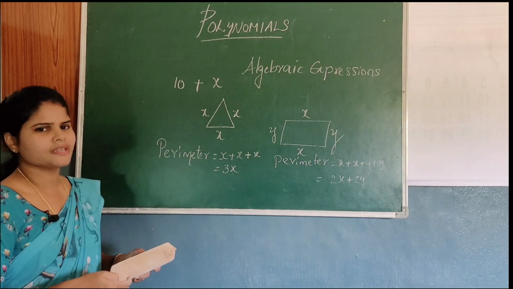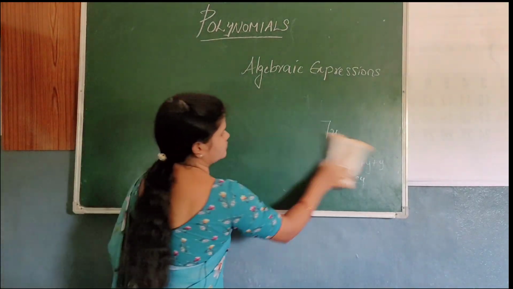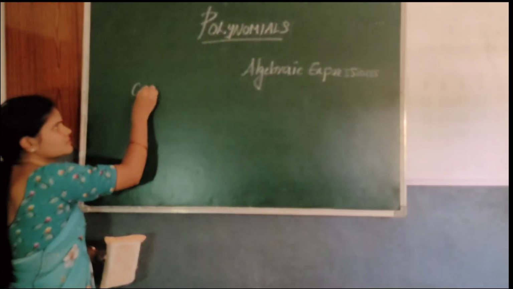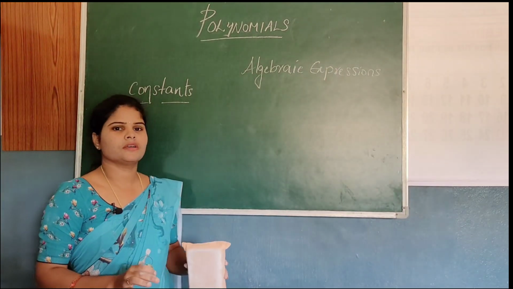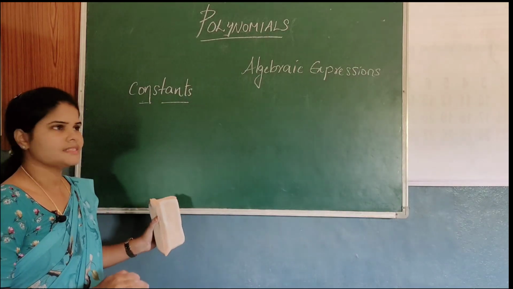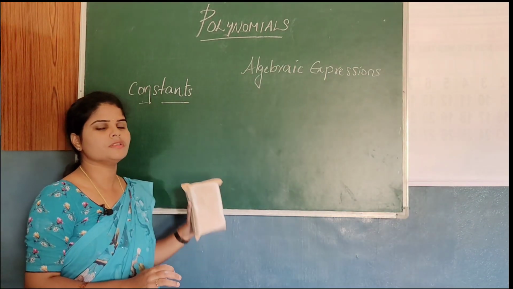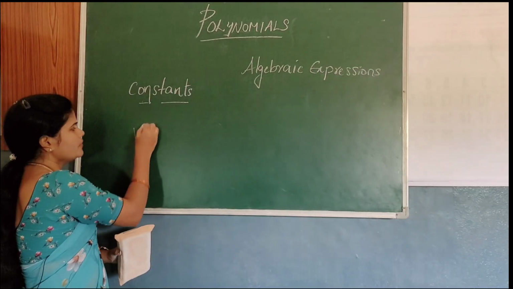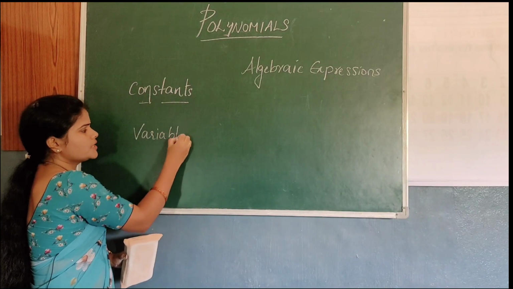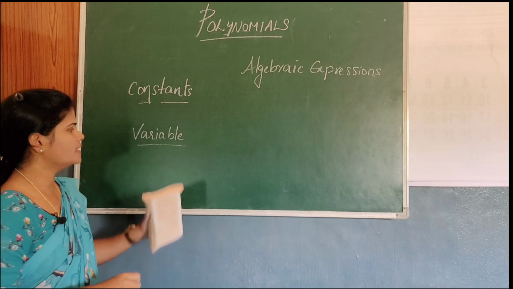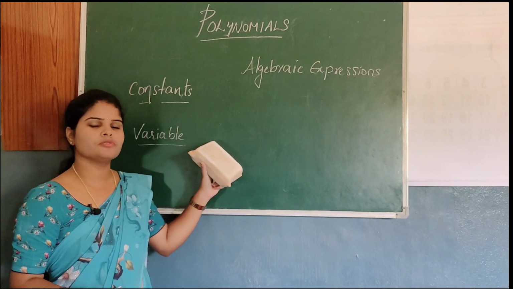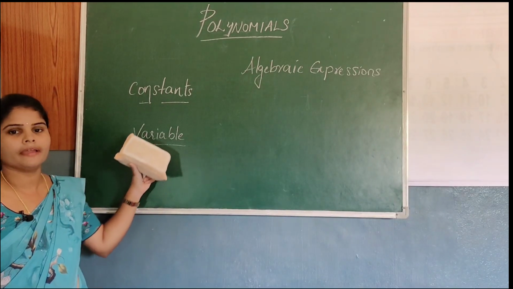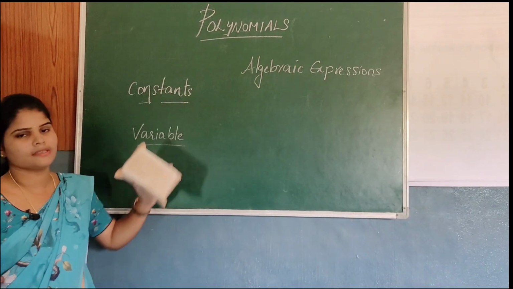So what are constants and variables here? A symbol which has a fixed numerical value is called a constant. And coming to a variable, a symbol which takes various numerical values is called a variable. So again, a symbol which takes various numerical values is a variable, and a symbol which takes a fixed value is called a constant.